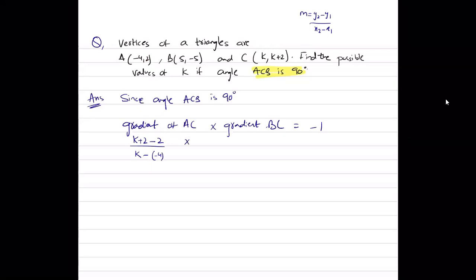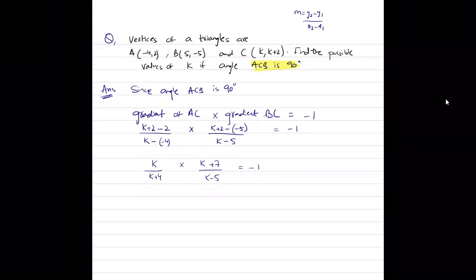Then times the gradient of BC, so k plus 2 minus minus 5, divided by k minus 5, equals -1. Now if you simplify this equation, you are going to get k divided by k plus 4 times k plus 7 divided by k minus 5, and the outcome is equal to -1. So I have an equation in terms of k. Can you solve this for me, please?